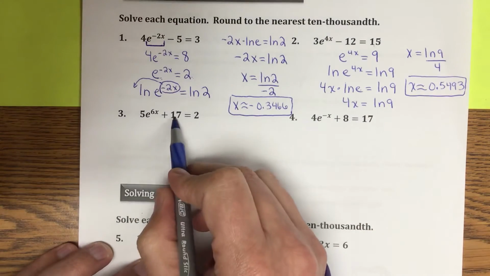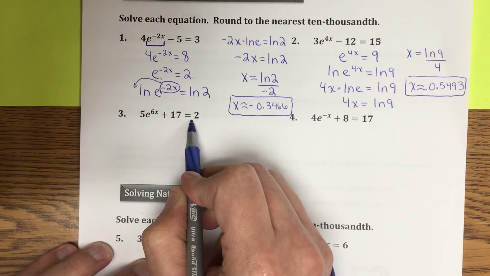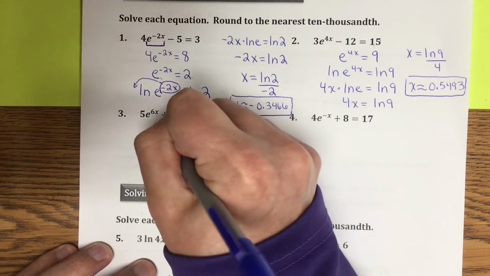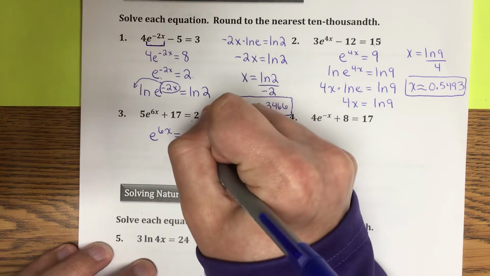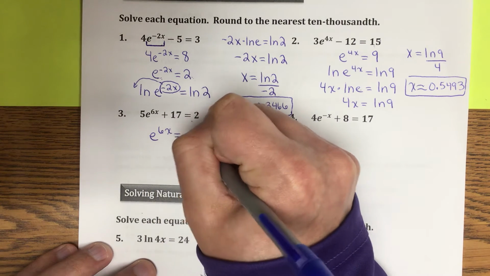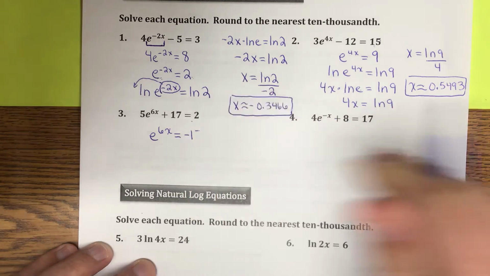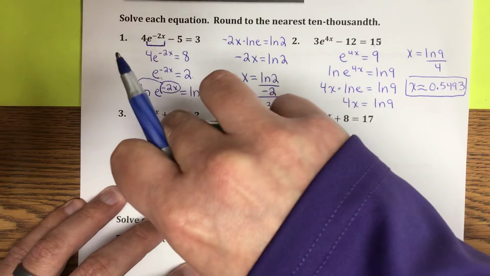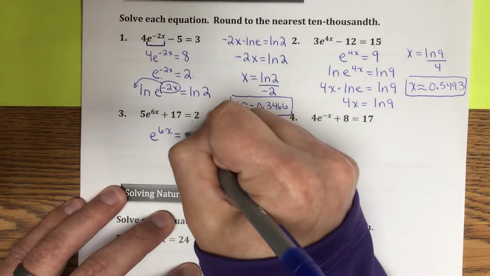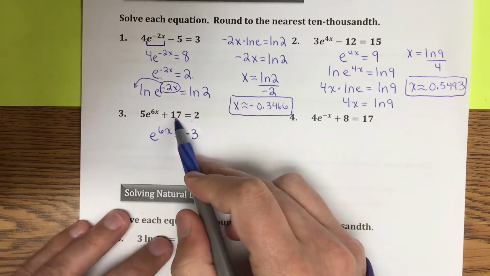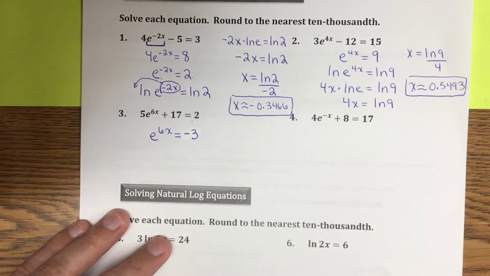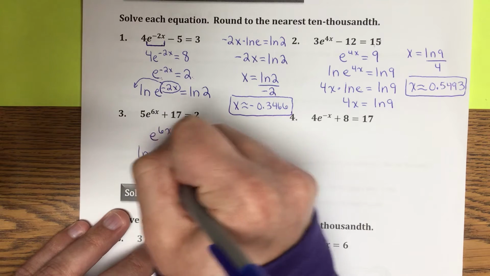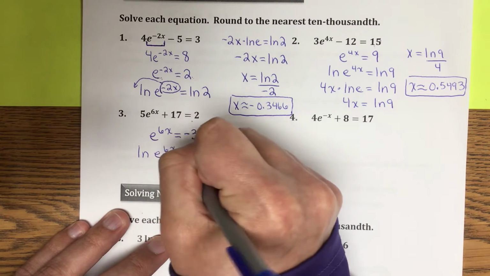So for problem number 3, I want you to subtract 17, and then I want you to divide by 5. So you're going to have the following here. Oh, that should be -3. Okay, so -15 divided by 5 is -3, and then you're going to take the natural log on both sides.